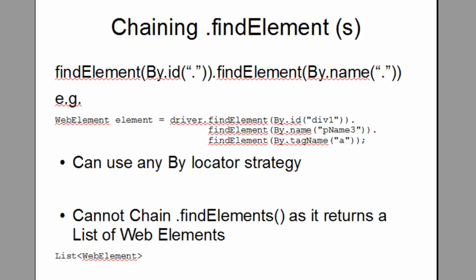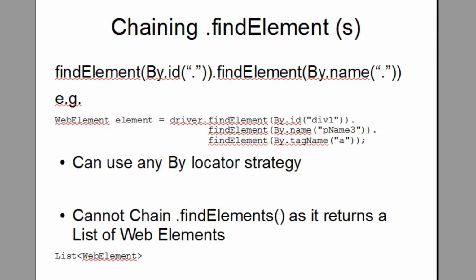We can chain findElement commands. I'm showing that up here in a canned example where I have a findElement doing a By ID, which then chains to another findElement doing a By name. And we can use any By locator in any of the findElements that we're chaining. So in this example you can see I've got a By ID followed by a findElement with a By name followed by a findElement with a By tag name. This allows us to run through the DOM hierarchy using whatever By method is most appropriate for the next level down. Now remember, we cannot chain findElements because it returns a list.